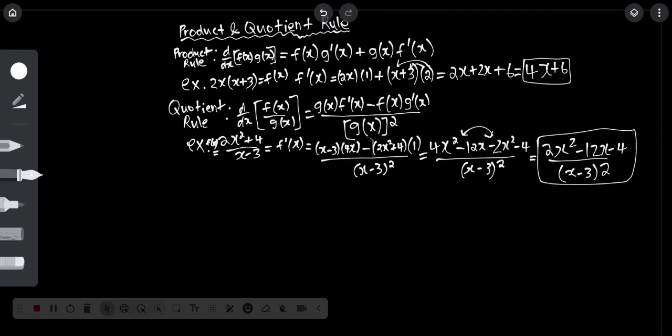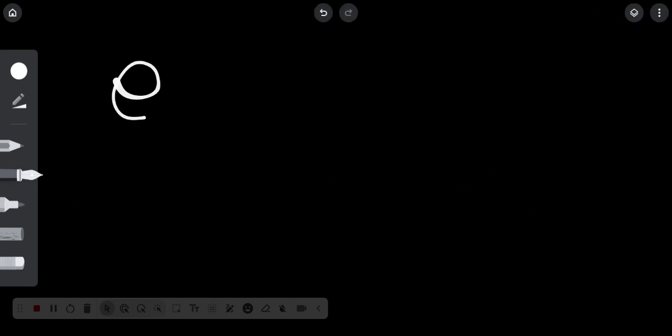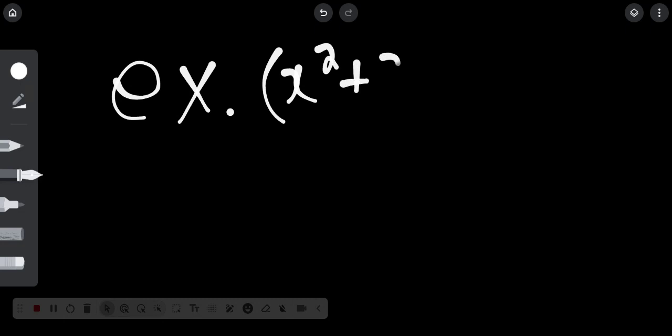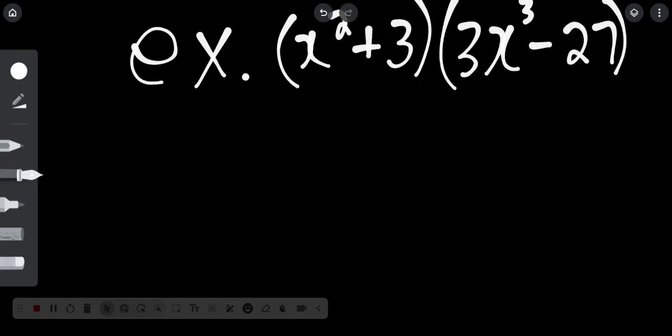Now, that's it. So now I want you to put this into use with these two examples for the product and quotient rule. So example number 1 for the product rule. I want you to do the product rule for this product right here: x squared plus 3 times 3x cubed minus 27. And that's the product rule one.